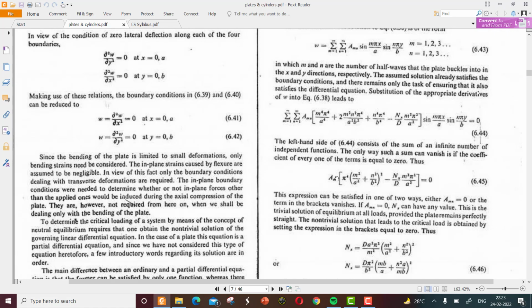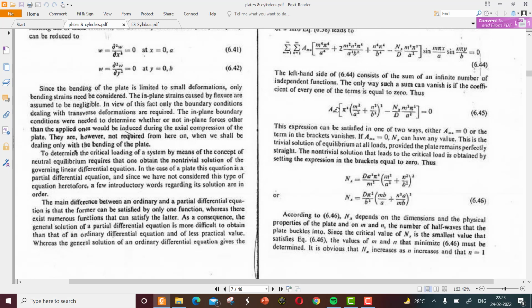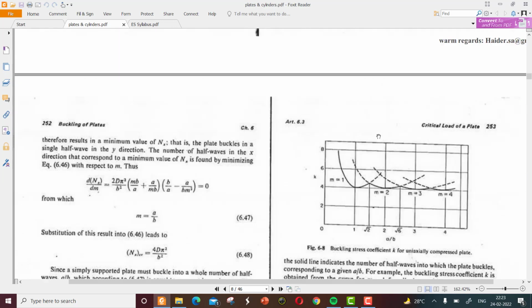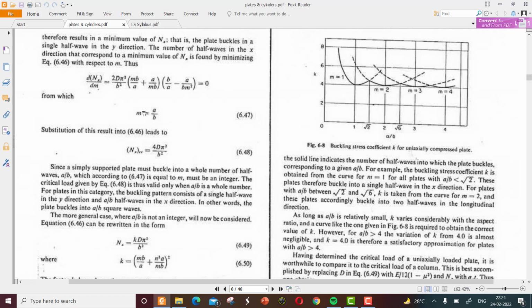The substitution of this equation into 6.38, the main differential equation for this problem, we will end up with a new equation: Amn into π⁴ into (m²/a² + n²/b²)² minus Nx by D into m²π²/a² equal to 0. So we have to solve this equation to get the required outputs. To obtain a non-trivial solution, we consider that the bracketed term is equal to 0, and upon solving those equations, we will end up with the value as 4π²D/b².